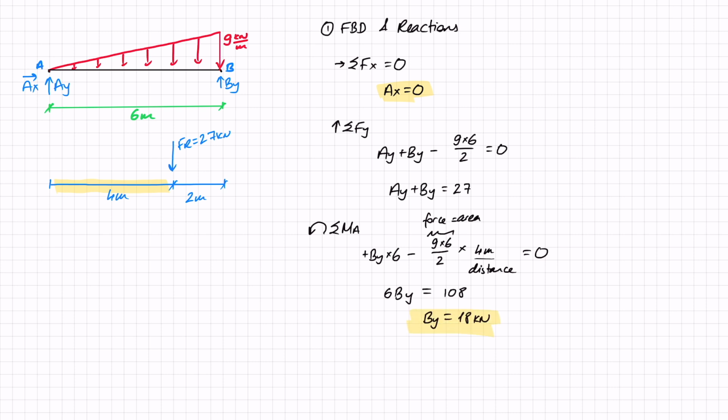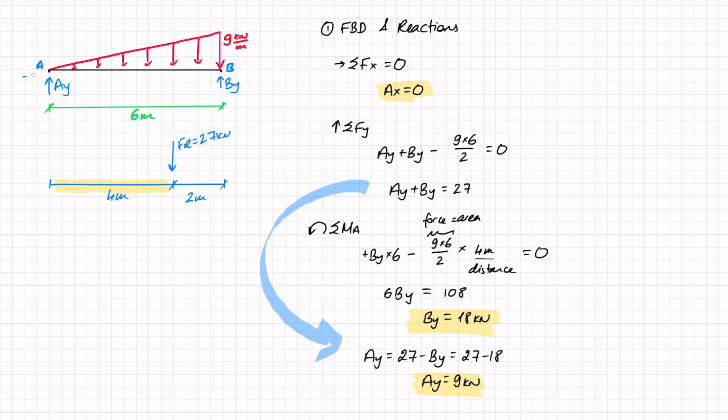Now that I know that, I can come into this equation here, and I can write out that AY equals 27 minus BY, so that is 27 minus 18, and therefore AY equals 9 kilonewtons. That makes sense because there is much less of the distributed load next to point A than there is next to B, so it makes sense that at B the reaction force will be higher. And now my last thing to do is to put the values of the reaction forces where they belong.